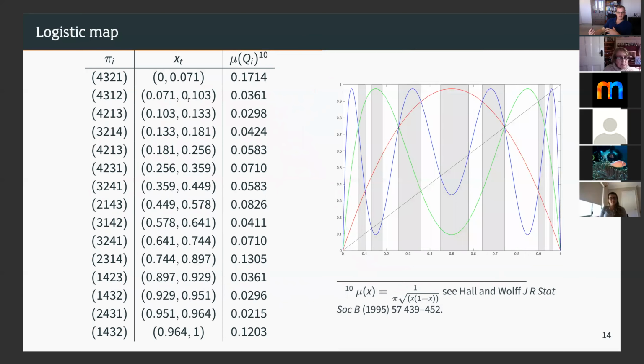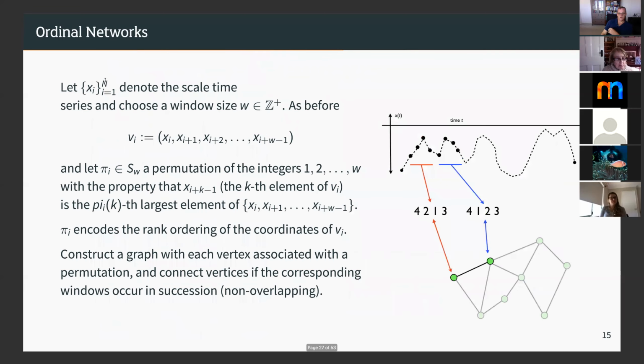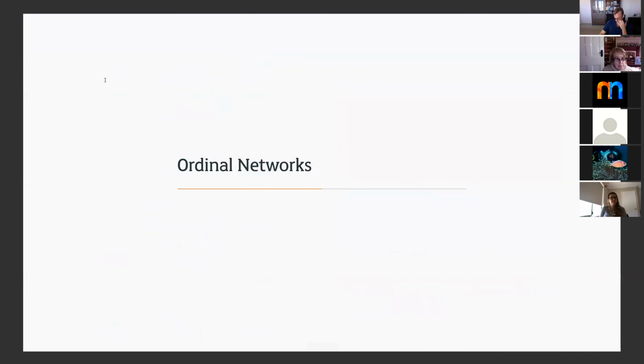But another way of thinking about it is what we're doing here is we're taking state space and partitioning it up into wedges. Each wedge, the boundary of that wedge is defined by when there's a tie amongst some of these things in that permutation sequence. And we're going to associate with each of those wedges, with each permutation, a node on the network, and look at transitions between those nodes. So that's our new scheme to construct what we're going to call an ordinal network.